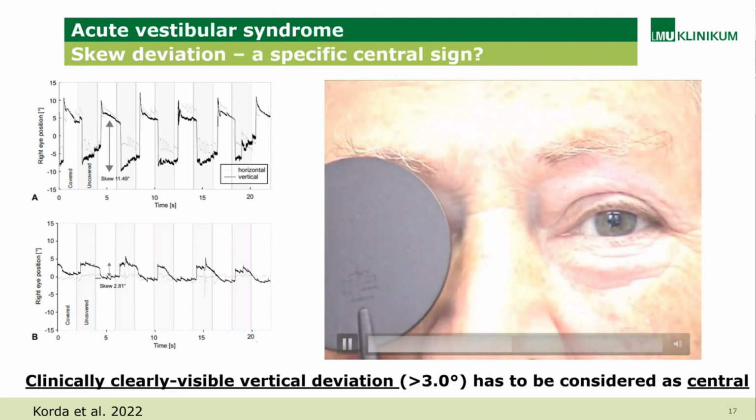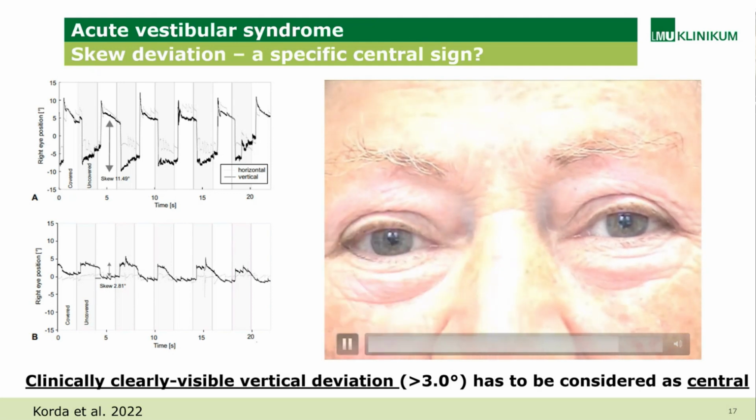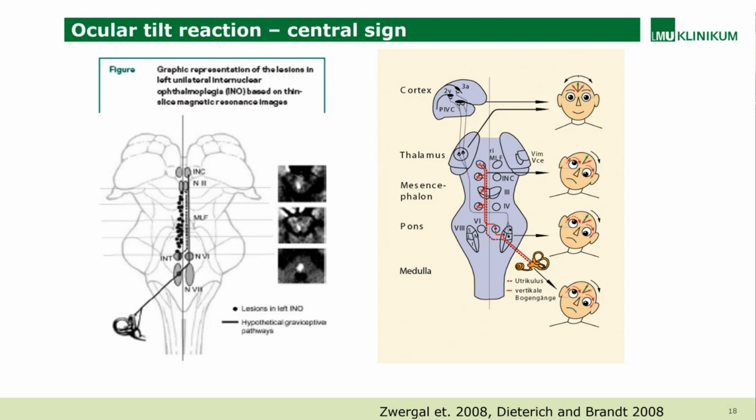Right eye comes from up, left eye from down, up, down, up, down. It's subtle, but means there is some vertical divergence of both eyes. And this is called skew deviation, and in the end it is a reflection of the so-called ocular tilt reaction.